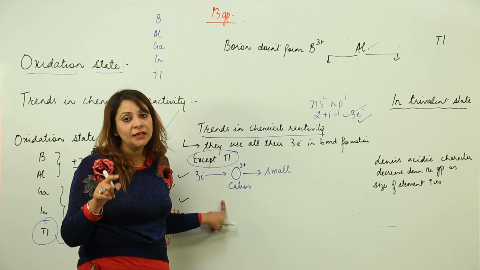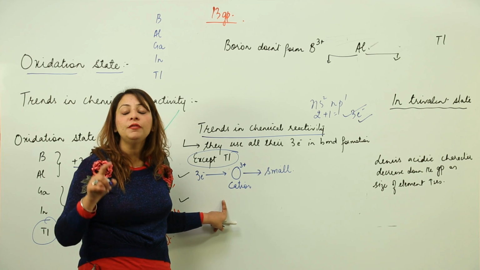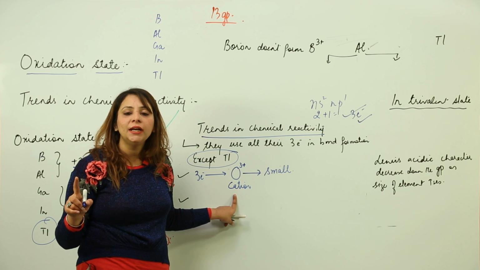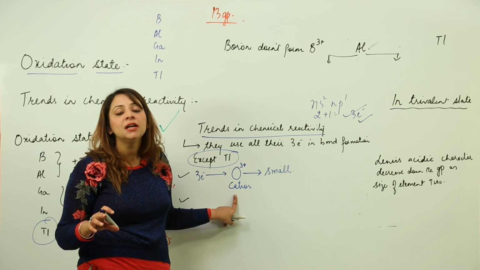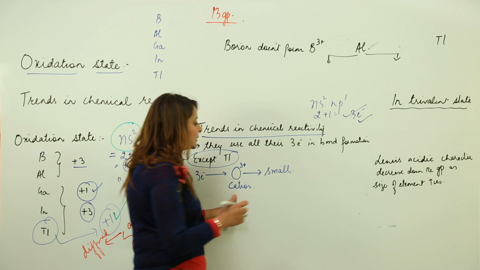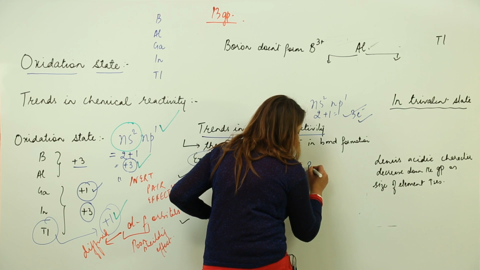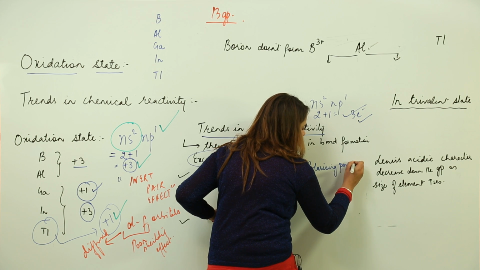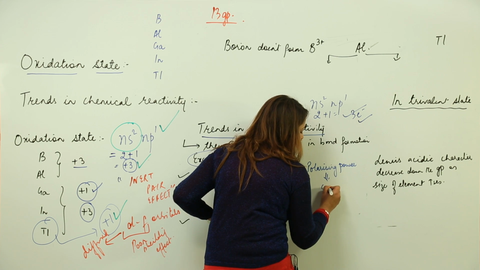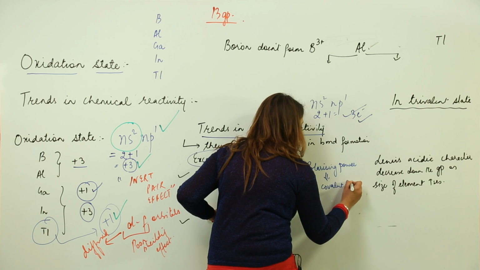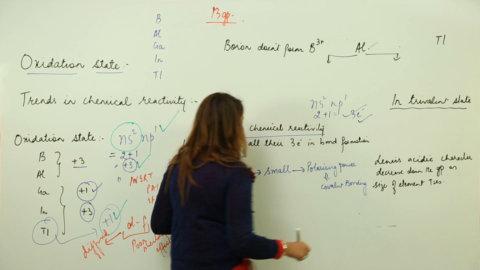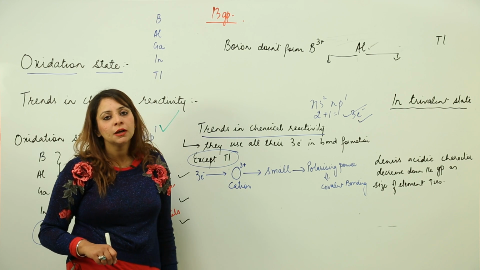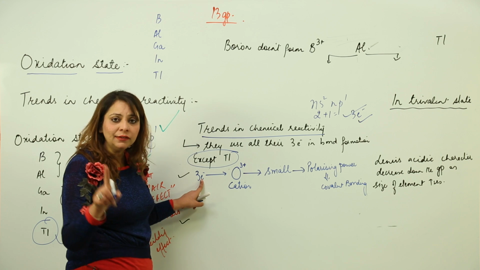a 3 positive charge means a bigger charge, so the cation will be very small. According to Fajan's rule in chemical bonding, the smaller the cation, the more polarizing power it has, and more polarizing power favors covalent bonding. So this is the reason they favor the formation of M3+, that is, they make use of 3 electrons in the bond formation. So got it, the first point.